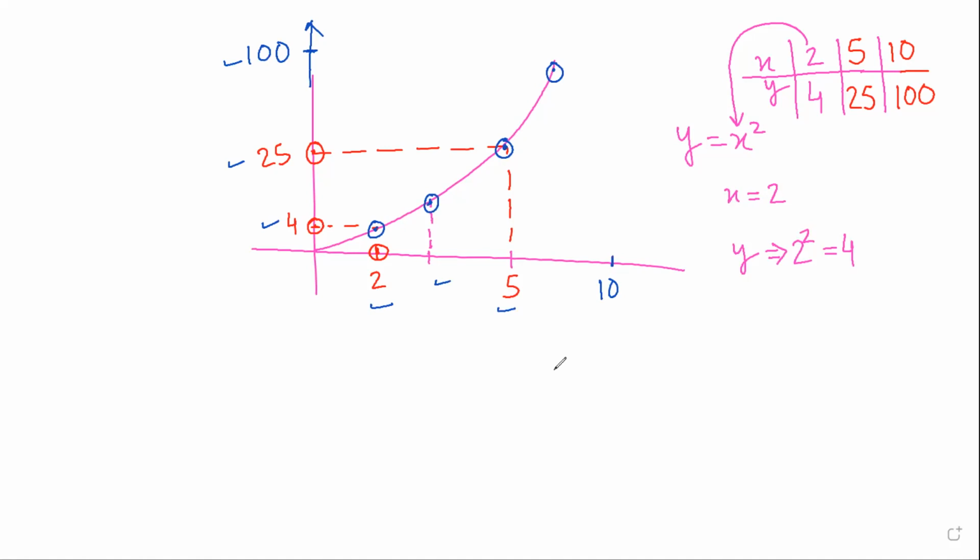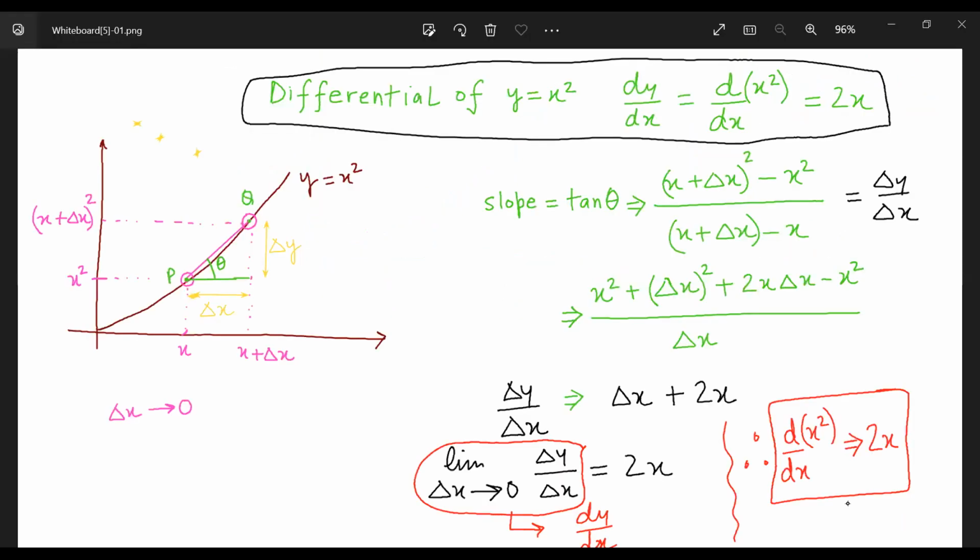Now let us come back to this. If x is the abscissa, then the ordinate would be x square, and this point would be x comma x square. Are we clear?